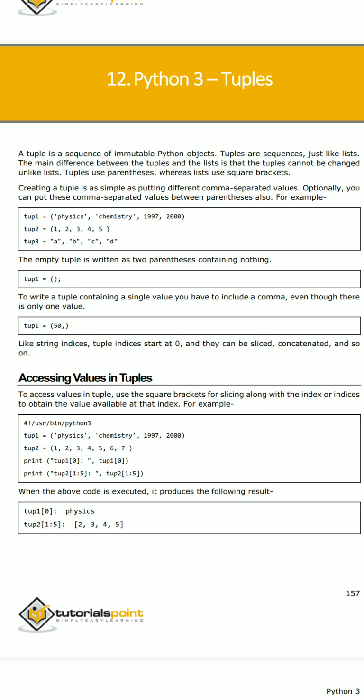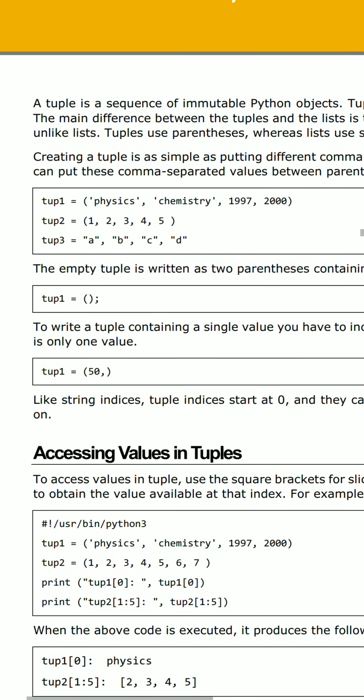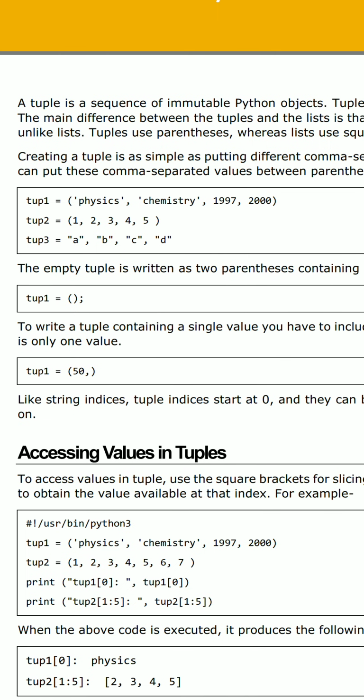And here you can see how the initialization works. Tuple initialization is like this. Consider the example: I have tup1, which has four values separated by commas: physics, chemistry, 1997 and 2000. So these are four different types of values. 1997 and 2000 are numerical, so there is no need to mention them in quotes, unlike physics and chemistry, which are strings. That's why these are mentioned in single quotes.